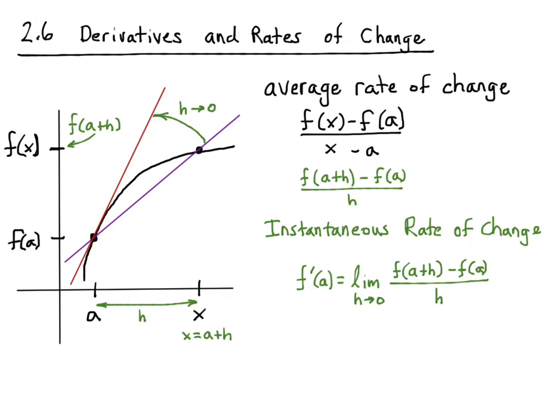So we want to make this h 0, bring it right down to 0. What we're doing is drawing that second point closer to the first point. So the 0 represents that there's no distance between the two points. Exactly. So imagine this animated. Your line is just going to go right up to your tangent line then.